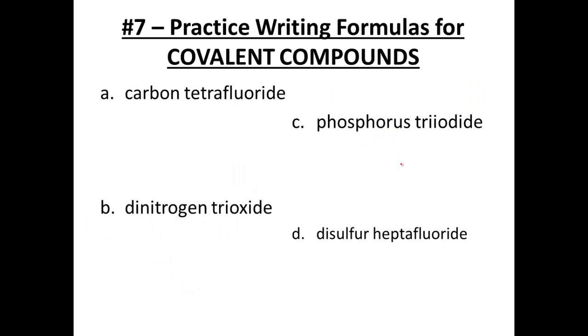So a couple practice problems to look through. Carbon tetrafluoride, nonmetal. If there's no information given in the first part, no prefix given, we know it's 1. So we only have 1 carbon. Tetra, Greek number for 4, fluoride, our fluorine ion. Carbon tetrafluoride: 1 carbon, we don't write the ones, 4 fluorines. So CF4.